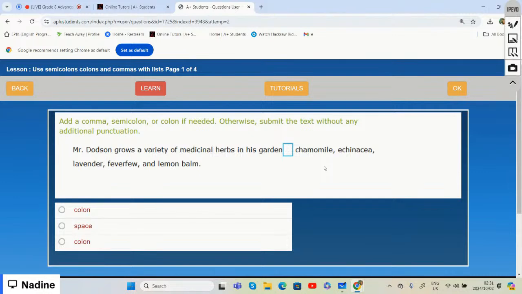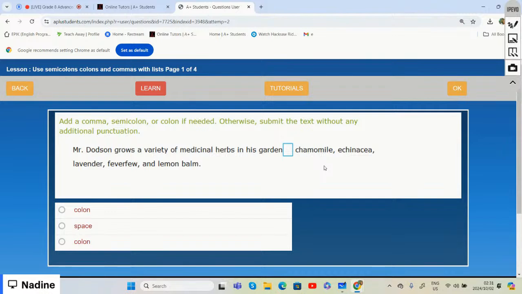All right. And now it says we need to either add a comma, a semicolon, or a colon if needed. It says Mr. Dotson grows a variety of medicinal herbs in his garden. Chamomile, oh, that word is very big. Lavender, feverfew, and lemon balm. Those are the medicinal herbs that he grows in his garden.